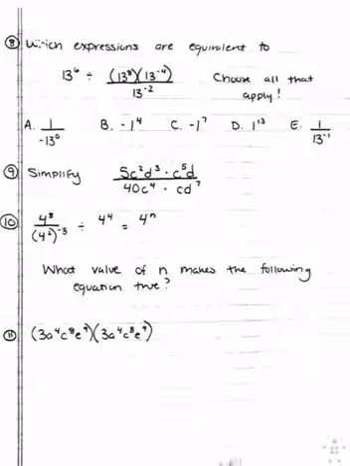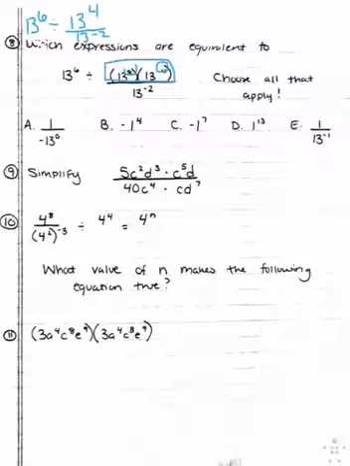Which expressions are equivalent to 13 to the 6th divided by 13 to the 8th times 13 to the negative 4th divided by 13 to the 2nd? I'm going to start with the top part of my problem. When I rewrite my problem, my 13 to the 6th is the same. But here, when I'm multiplying, I add my exponents, 8 plus negative 4, and I get 13 to the 4th power over 13 to the negative 2nd.